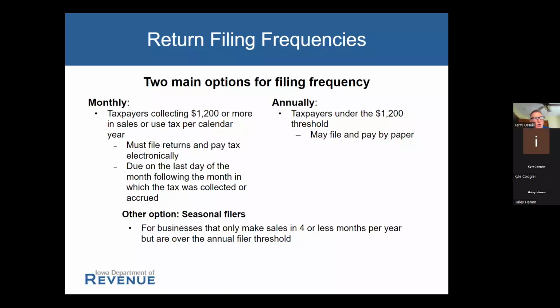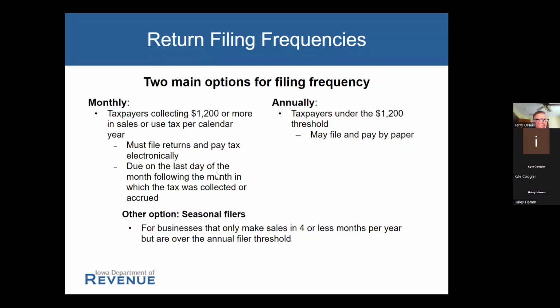Okay, less than $1,200, you can be an annual filer. Annual filers can file in GovConnect Iowa. They can also file and pay by paper as well. So annual filers can do either. Monthly filers have to file electronically and pay electronically through GovConnect Iowa.